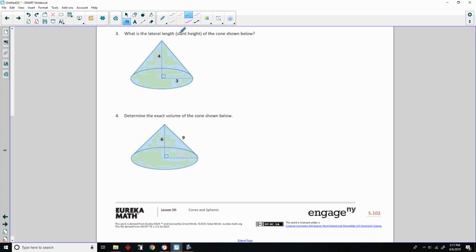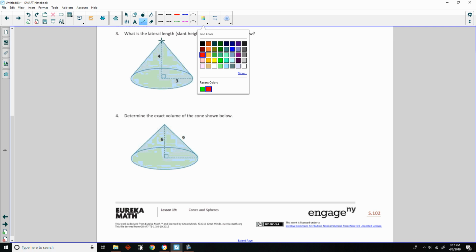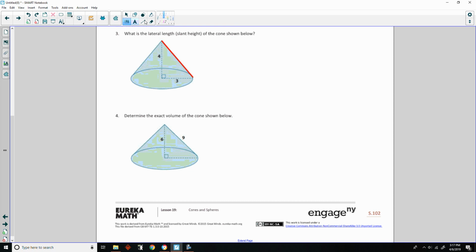Here it is. What is the lateral length, slant height of the cone shown below? So let me label it. This is what they're talking about when they're asking for the slant height. I will call it L, and it's asking for the length of that. Well, as you can see, this is a right triangle, so we need the Pythagorean theorem. A squared plus B squared equals C squared. This could be A and this could be B, or this could be A and this could be B, but this absolutely positively has to be C.